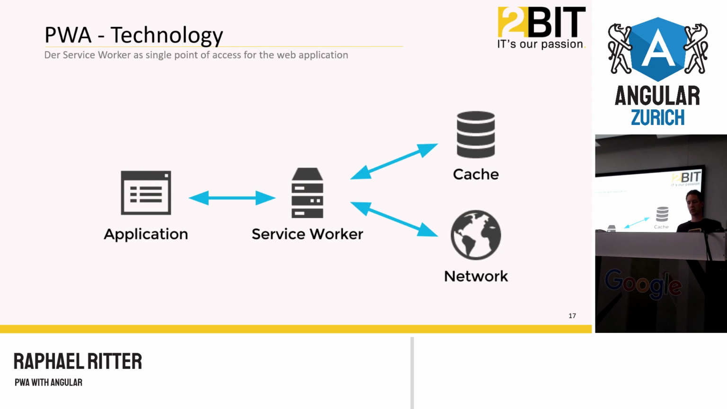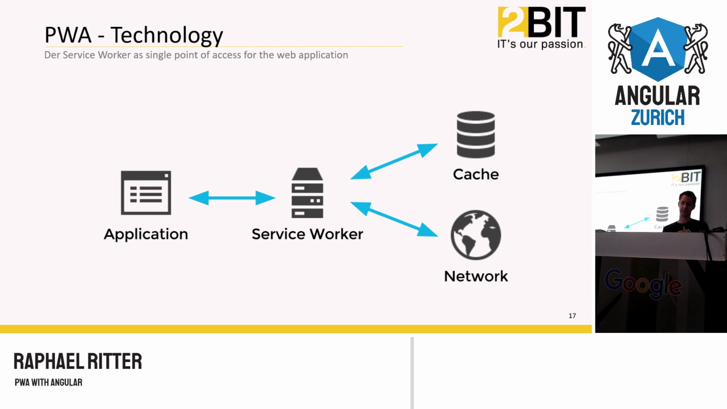Here is just another picture of how this works in detail. We see the application, and all the communication goes to the service worker, and the service worker, depending on its configuration, then decides: do I get it from the cache? And it can be images, JavaScript files, JSONs, server calls, whatever. You can cache everything, because obviously it's just a request and you get a response, and you can cache the response if you like to.